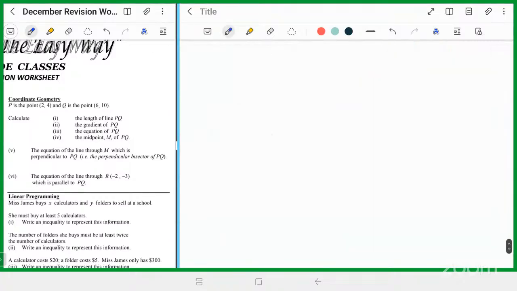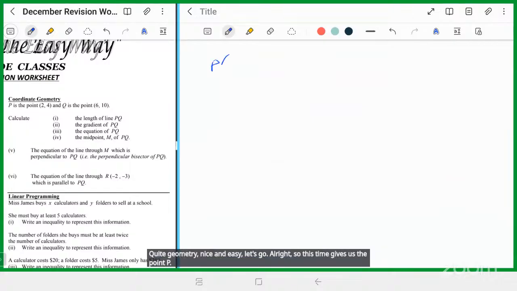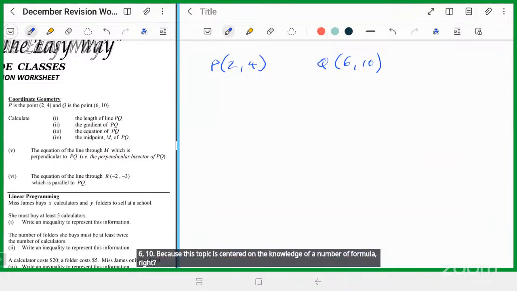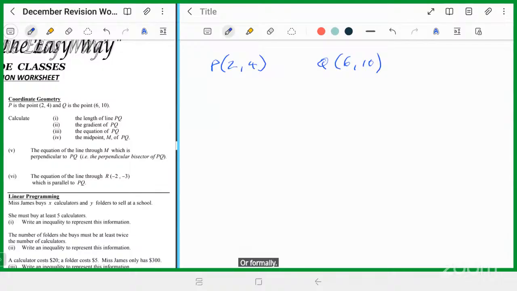Alright, so this question gives us the point P is (2, 4) and the point Q is (6, 10). This topic is centered on the knowledge of a number of formulae. If you remember the formulae, you're good to go with this topic. Part 1 is the length of the line. So length PQ is equal to, remember, a square root, which comes from Pythagoras' theorem.